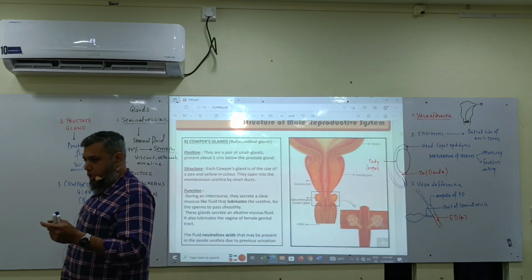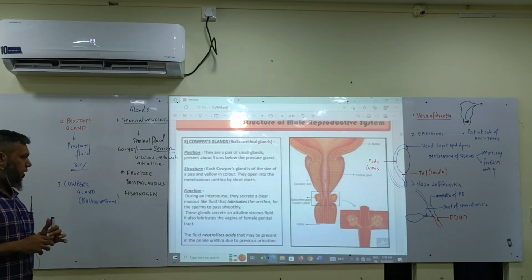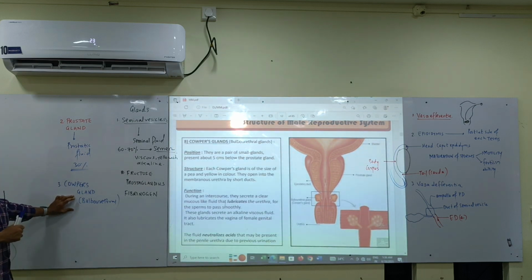During copulation, the penis is the copulatory organ and the vagina is the copulatory chamber. It will receive the penis. So that region of the vagina also has to be lubricated, and that is the job of the female reproductive system. The female reproductive system can lubricate itself. So the main job is of the female reproductive system. But along with that, even the male reproductive system contributes in lubrication through which fluid? The fluid of the Cowper's gland.